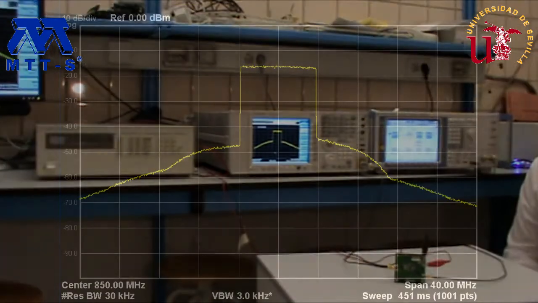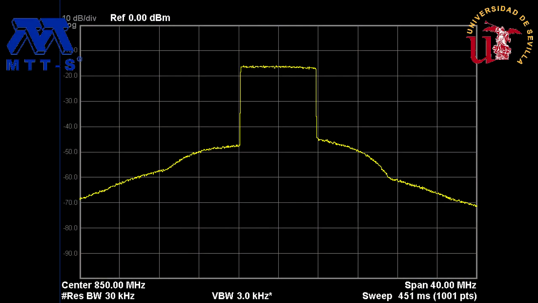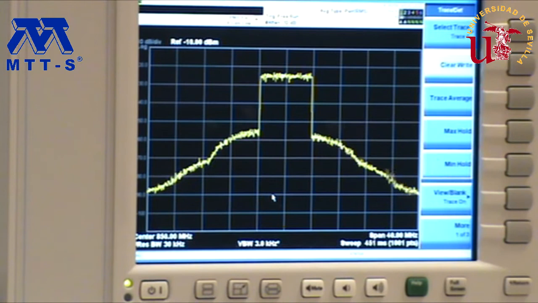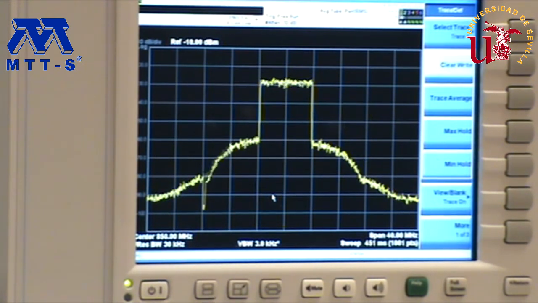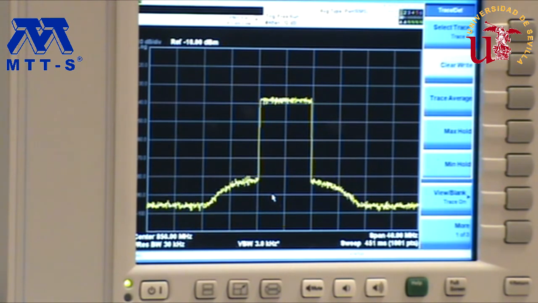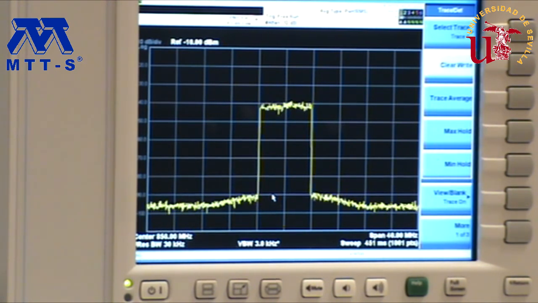This effect depends on the signal level. If we reduce the input level, the signal looks with lower spectral regrowth, at the expense of a very poor efficiency.